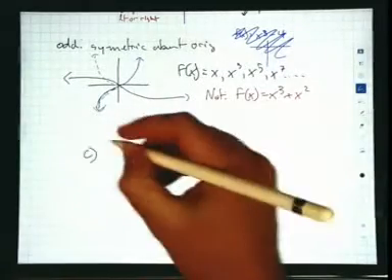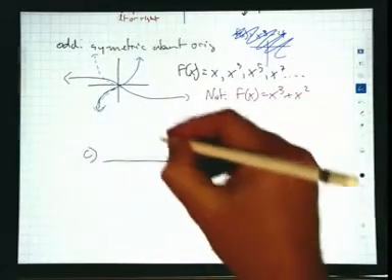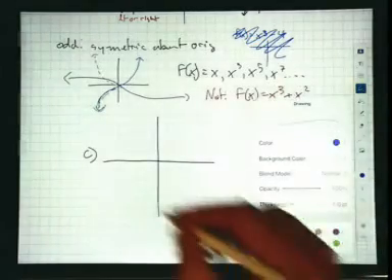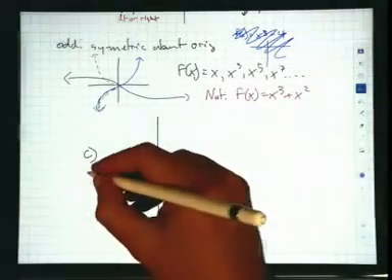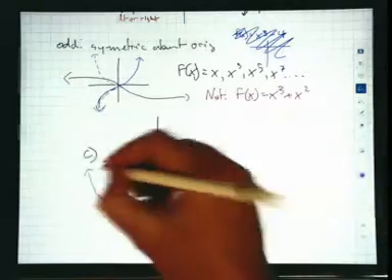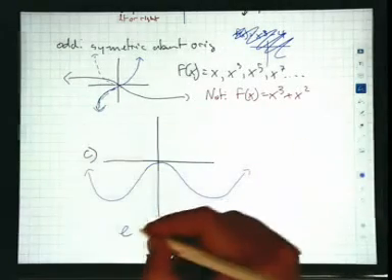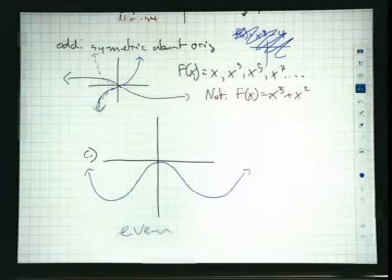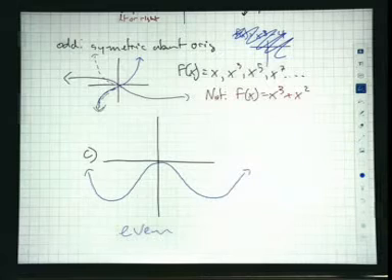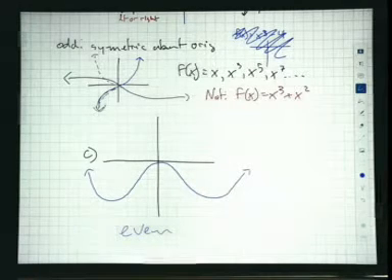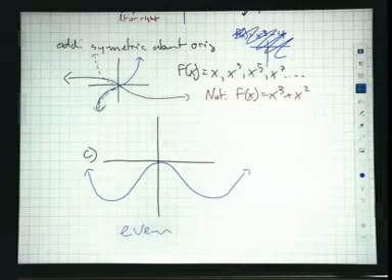And problem number C, you're given a graph that looks something like this. And that would be symmetrical about the y-axis, so this would be even. Okay, I hope that helps explain problem number 18a. I know you only asked about 18a, but I went ahead and talked about b and c.